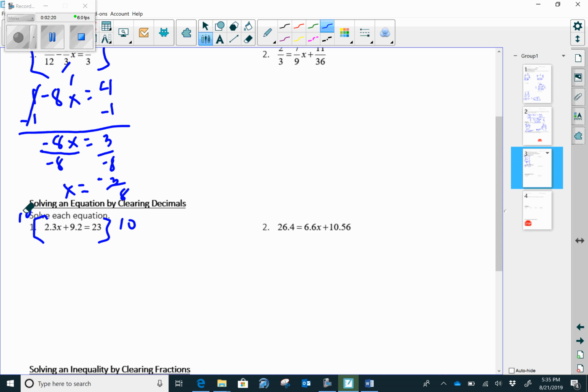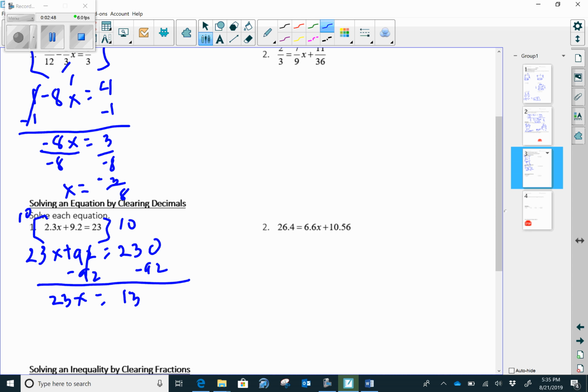So when I multiply 2.3 by 10, I get 23x plus 92 equals 230. I'm going to subtract 92 from both sides. That's going to give me 23x equals 138. Divide both sides by 23. I have x equals 6.